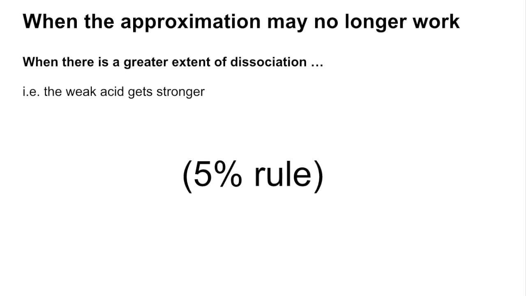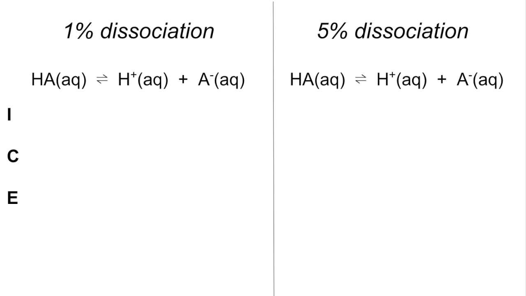Now there is something called the 5% rule. What it essentially says is once the level of dissociation gets above the 5% mark, then we can't use the approximation. If you remember back to the start of the video, I said typically weak acids are only about 1% dissociated. So I thought we'd do a quick ICE comparison of 1% dissociation versus 5% dissociation, both for the same weak monobasic acid, HA.